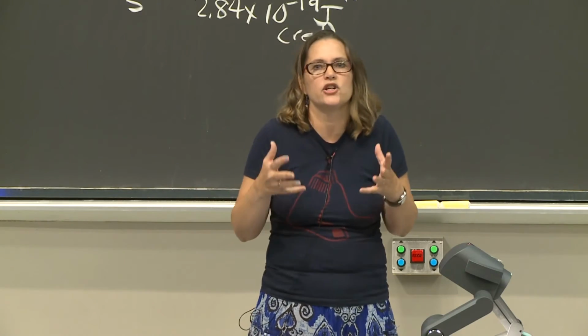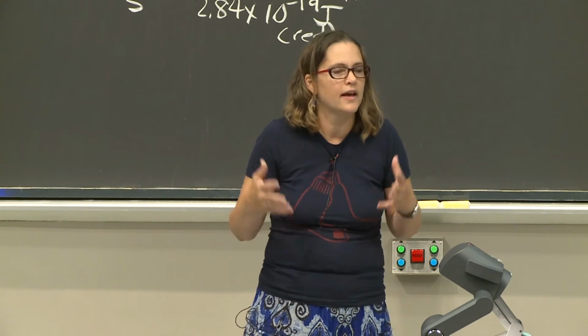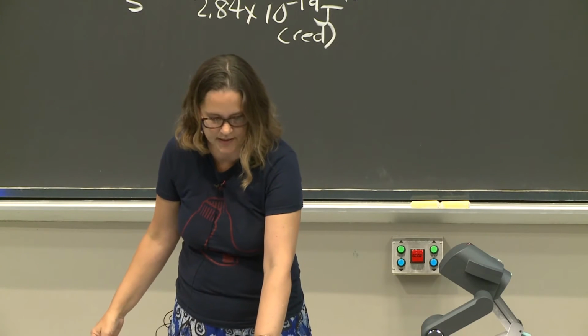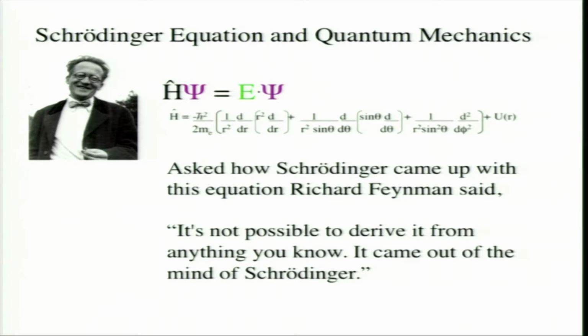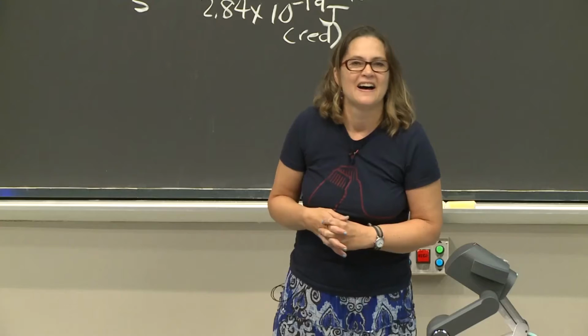So where did this equation come from that works so well? How did Schrödinger come up with this? This is always the puzzle when I teach this. I feel like I should have something profound to say about where this came from. I've done a little reading, and I thought the best explanation for this that I ever saw came from Richard Feynman. When he was asked how Schrödinger came up with this equation, he said, "It is not possible to derive it from anything you know. It came out of the mind of Schrödinger." And I thought that pretty much summed it up.